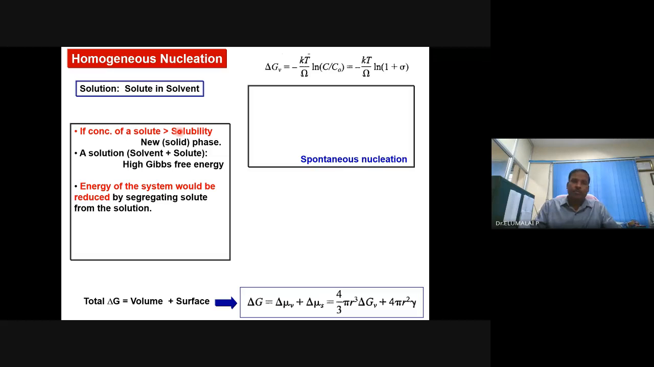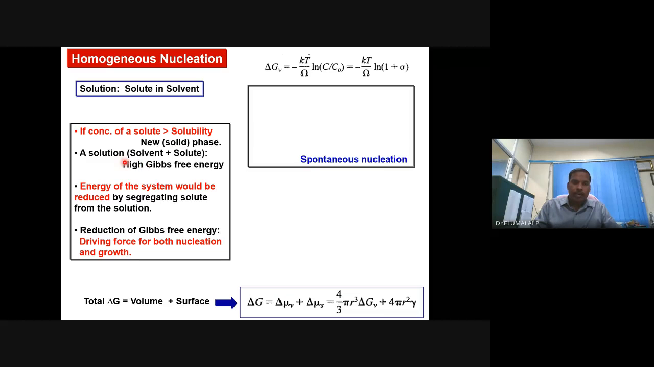When such a solid can form, again we have to go back to thermodynamics. Unless the thermodynamic energy is reduced for a system, there cannot be formation of any precipitate. In a solution, a solid dissolved in solvent, the Gibbs energy of this system is high. We know that any high energy system is thermodynamically unstable. It has to get stabilized. How? It has to lose the energy.